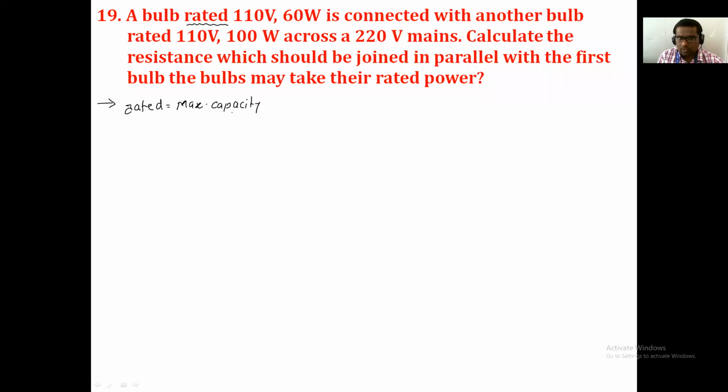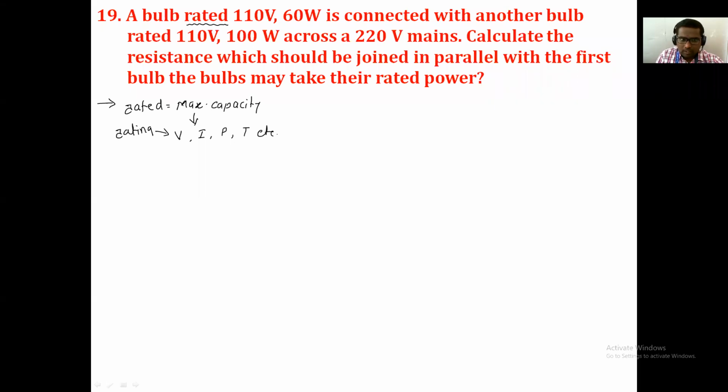Maximum capacity. Now this maximum capacity is related to what? The maximum capacity is related to voltage, current, power, temperature, etc. Is it right? So here one bulb is given and its rating is given. We call it the word rating. And the rating is nothing but what? It's the maximum capacity about voltage, current, power, temperature, etc.